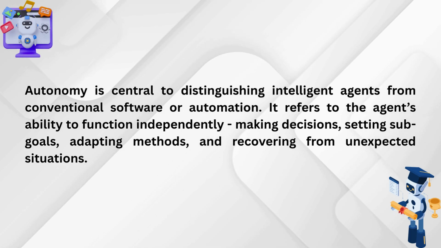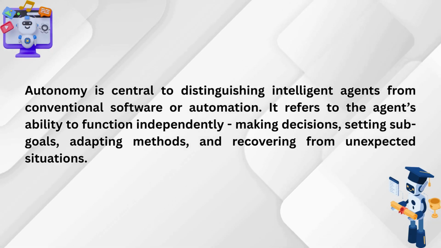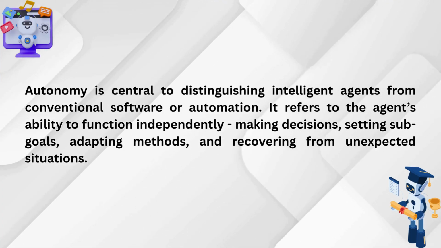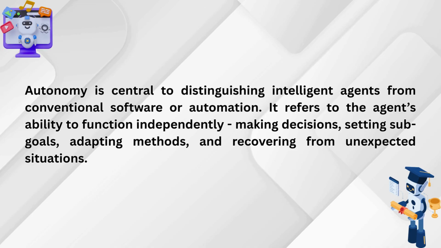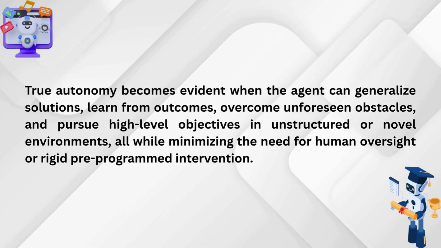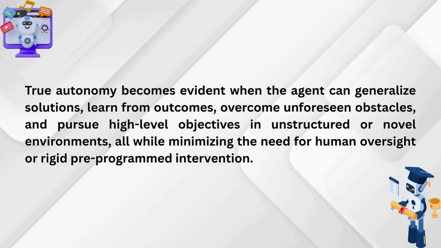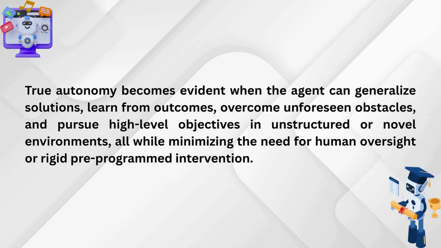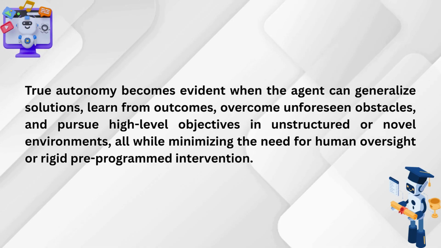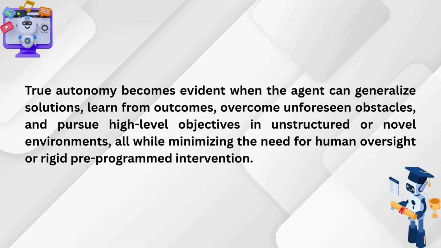Autonomy is central to distinguishing intelligent agents from conventional software or automation. It refers to the agent's ability to function independently, making decisions, setting sub-goals, adapting methods, and recovering from unexpected situations. True autonomy becomes evident when the agent can generalize solutions, learn from outcomes, overcome unforeseen obstacles, and pursue high-level objectives in unstructured or novel environments, all while minimizing the need for human oversight or rigid pre-programmed intervention.